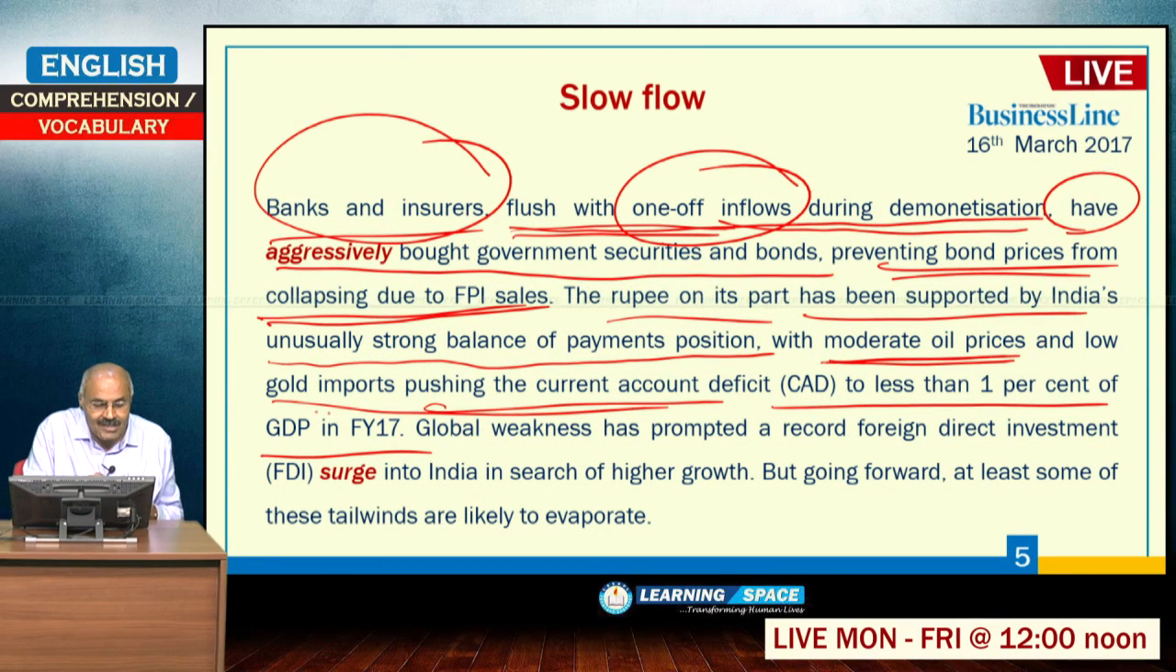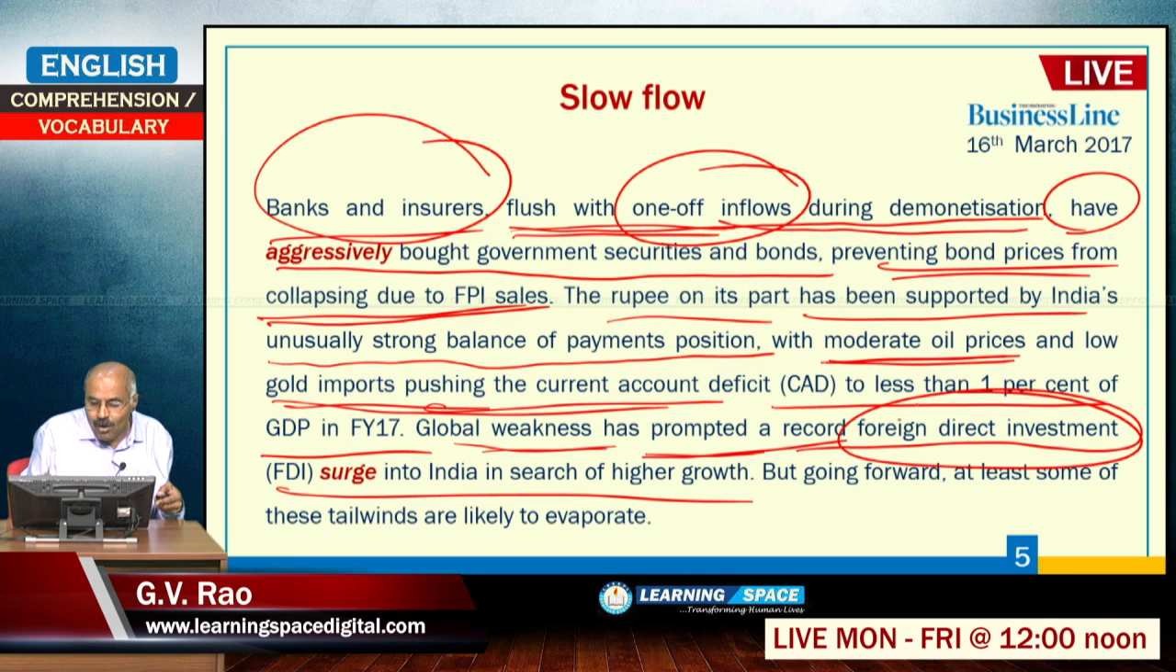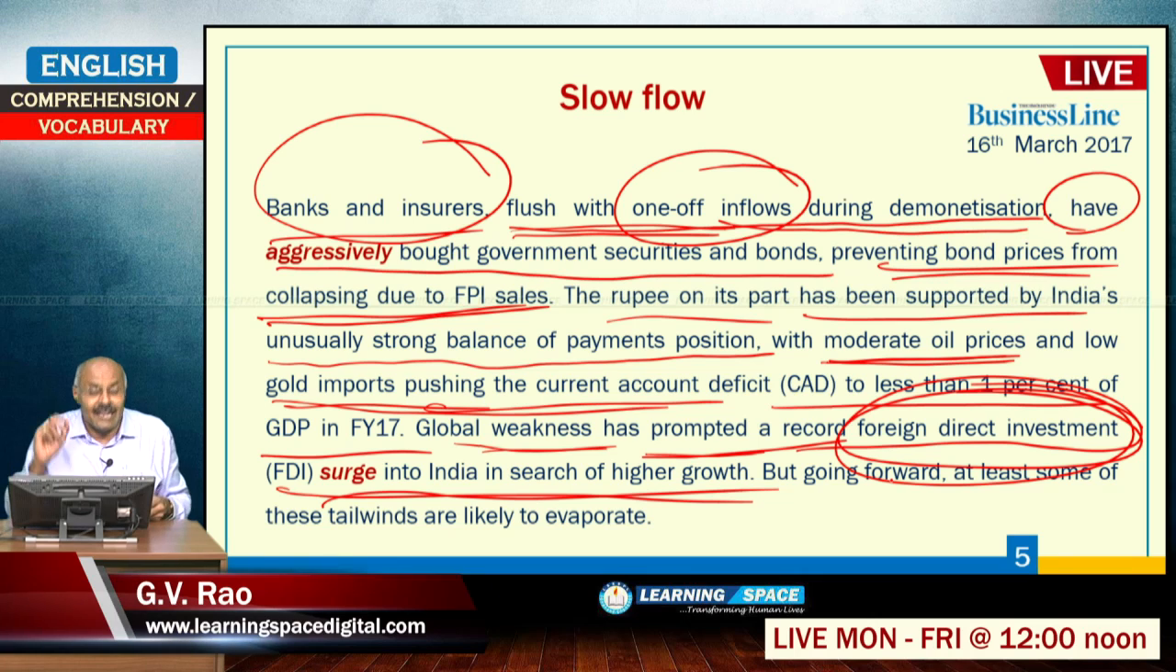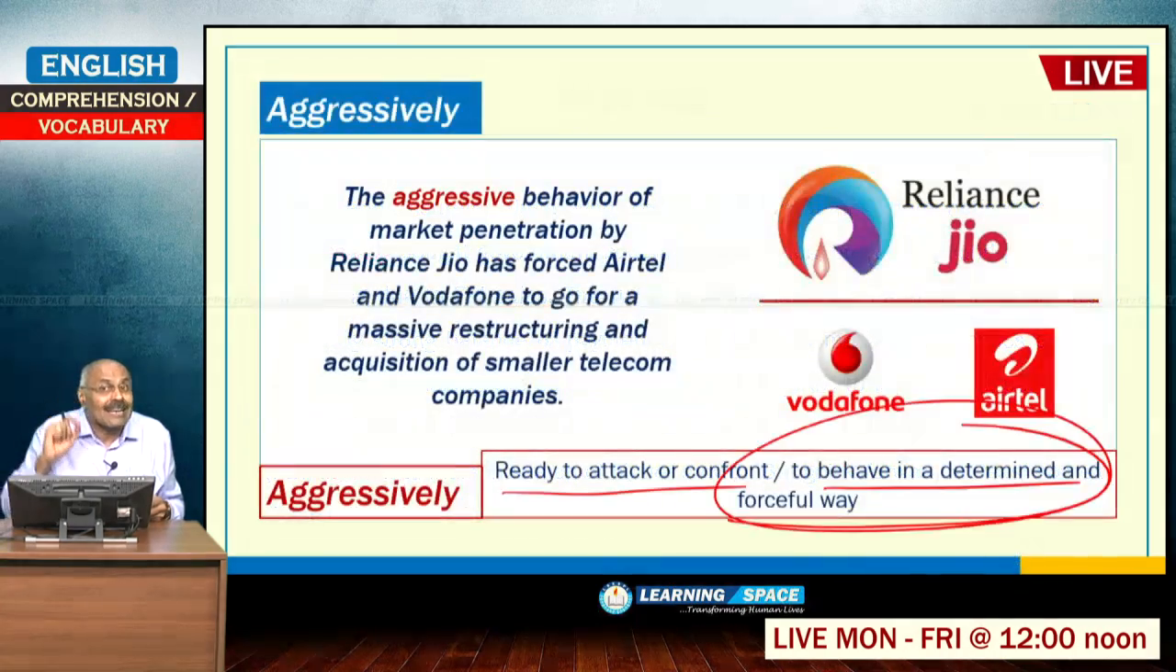It says moderate oil prices and less gold imports pushed our current account deficit to less than 1% of GDP. Global weakness has prompted a record foreign direct investment surge into India. Though foreign portfolio investment has gone away by $6 billion or so, the global weakness has prompted a record FDI surge into India in search of higher growth. So, here record foreign direct investment surged into India, but going forward at least some of these tailwinds are likely to evaporate. Some of these positive factors, tailwinds meaning positive factors, are likely to evaporate.